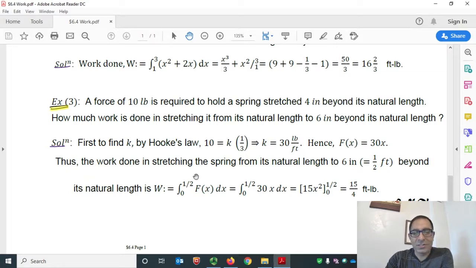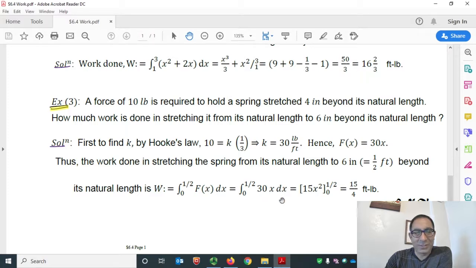Great. Next, to find the work, I need to take a definite integral. Thus the work done in stretching the spring from its natural length to 6 inches, the same as 1/2 foot, beyond its natural length is the definite integral of the force. Here x equals 0 corresponds to the natural length of the spring, that means no stretching. And then we stretch 6 inches, which is 1/2 foot. So this is 0 to 1/2 of the force F(x) equals 30x.